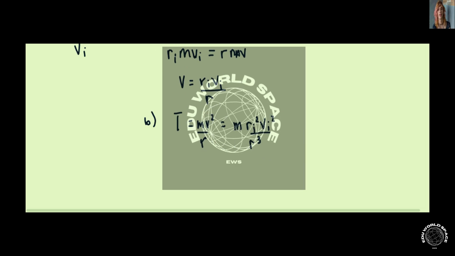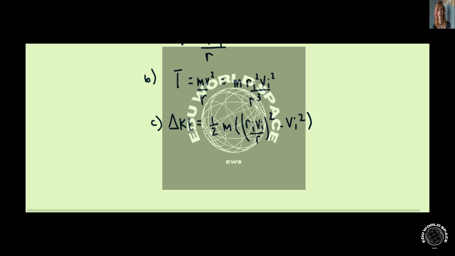And now you want to get the work done. So work is change in kinetic energy. So the change in kinetic energy is 1/2 V final squared, so that's R initial V initial over R, all squared, minus the initial. And the initial velocity is just V initial squared. And suppose you can simplify this: 1/2 V initial squared times R initial over R squared minus 1.